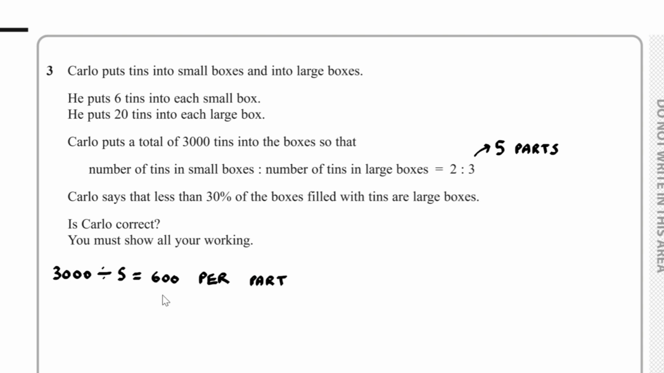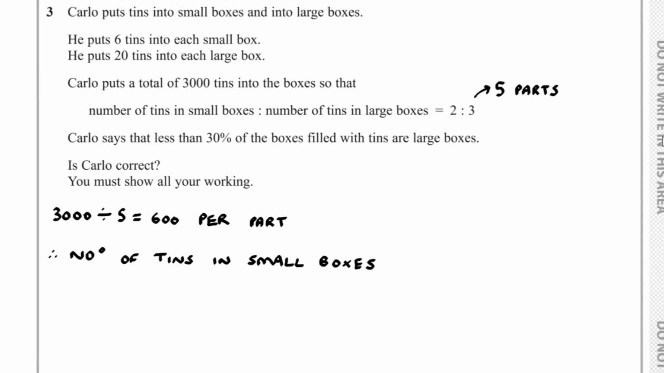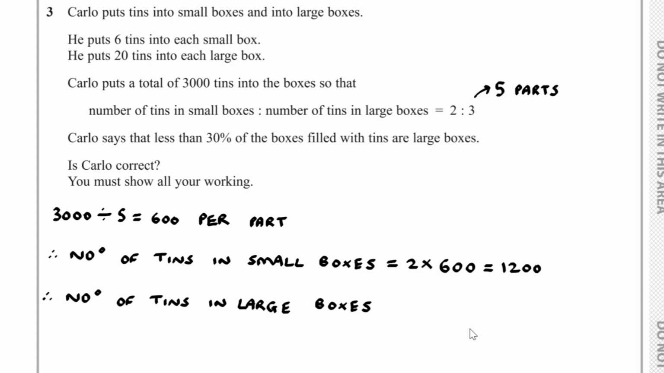And so what we can do is find out the number of tins in small boxes and large boxes. So the number of tins in small boxes, we've got 2 multiplied by 600, which is 1,200, and the number of tins in large boxes would have 3 multiplied by 600, which is 1,800.